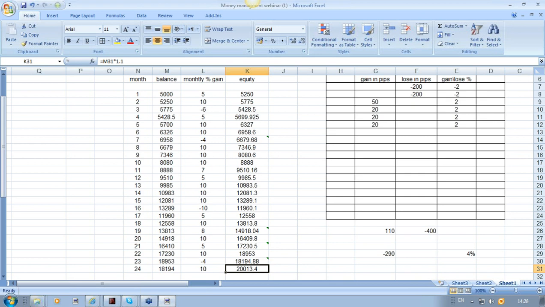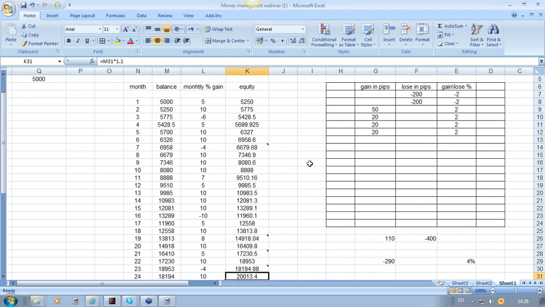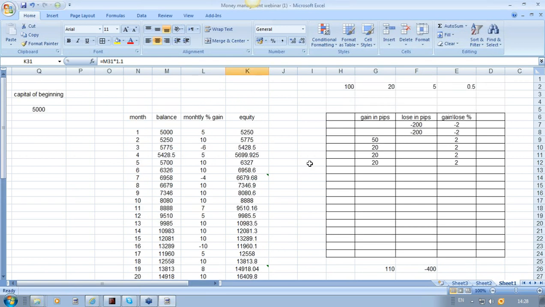Someone asks, how did you calculate the lot size? The lot size depends on the stop loss. For example, if I have 5K in the account and I risk 2%, that's $100 risk. Now I see my stop loss. I make the analysis and I see my stop loss is 100 pips. Okay, I make the math.